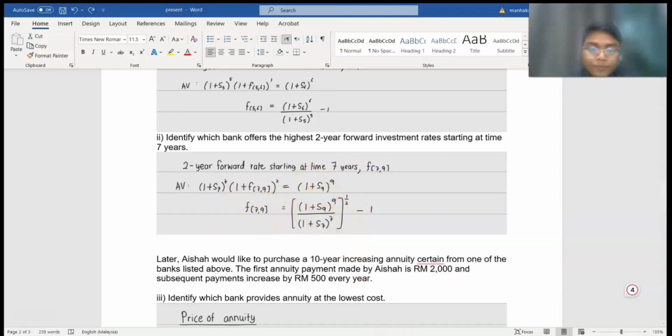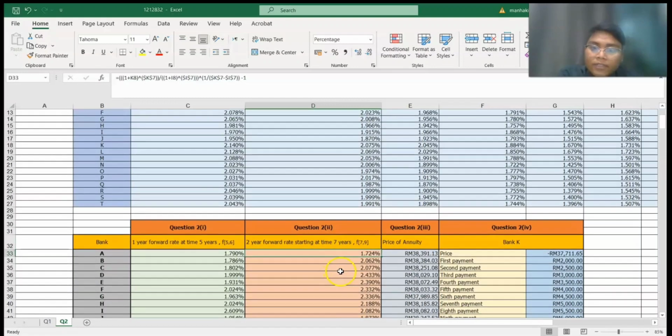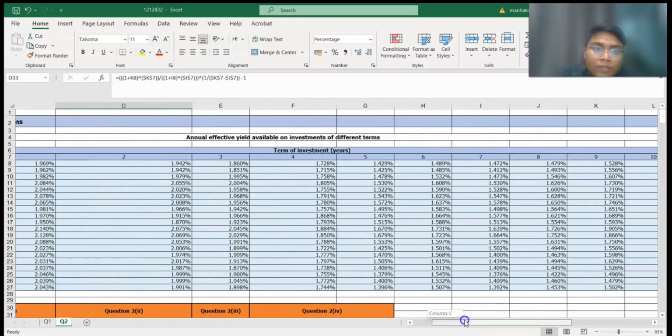So as I said before, for bank A, 7 and 9, right?